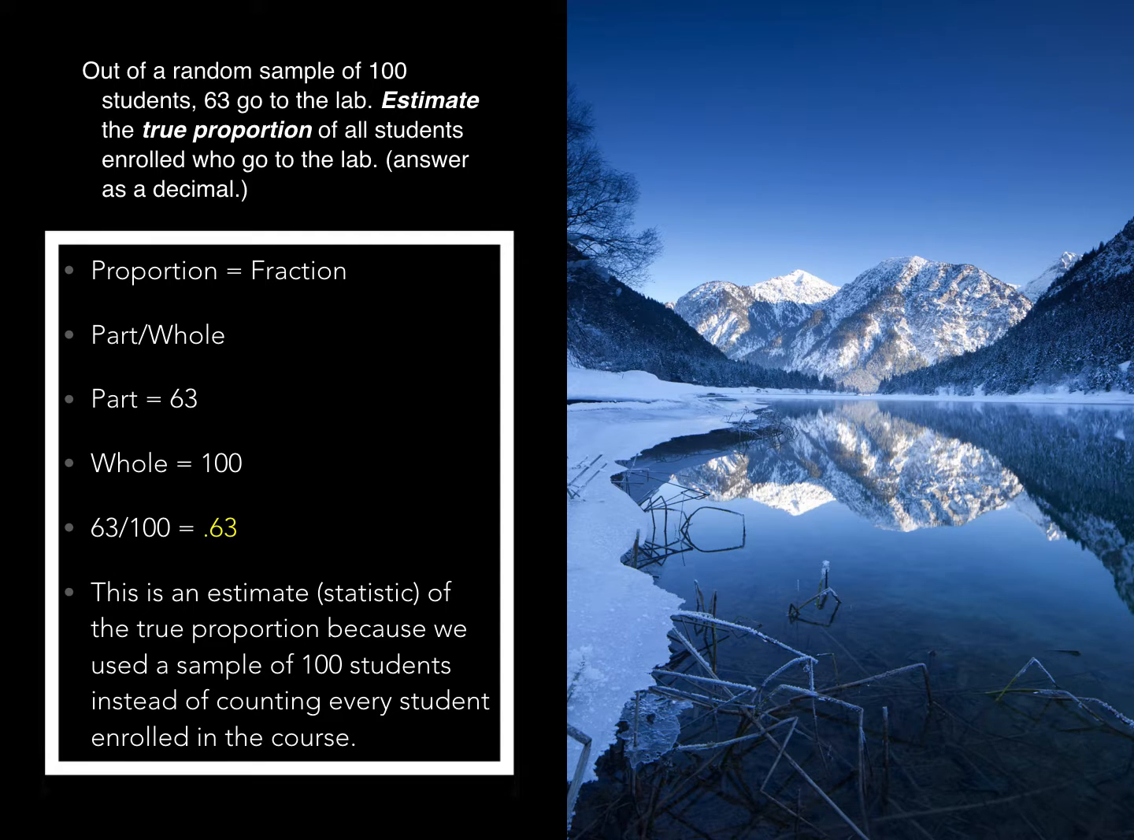So do keep in mind, when you want a proportion, a fraction is a part over a whole. So the part would be the portion of concern, and in this case the 63 students that go to the lab, and the whole would be the entire sample, which in this case is 100. So 63 divided by 100 is 0.63.